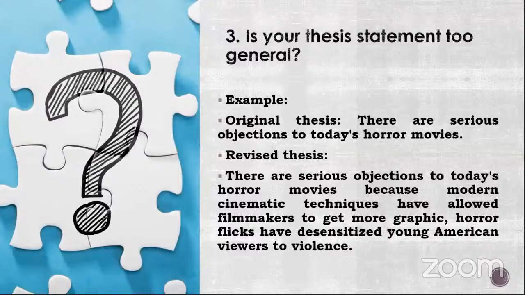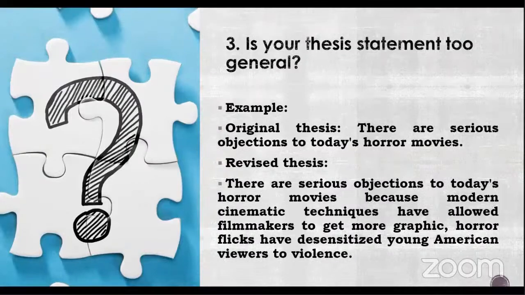That's correct. Because the original thesis statement is too general. Serious objection to today's horror movies. It's too general. It's vague. It does not give us a hint whether the writer wants to have horror movies or he doesn't want to have it. But on the revised thesis, it's very clear that your thesis should be limited to what can be accomplished in a specific number of pages.